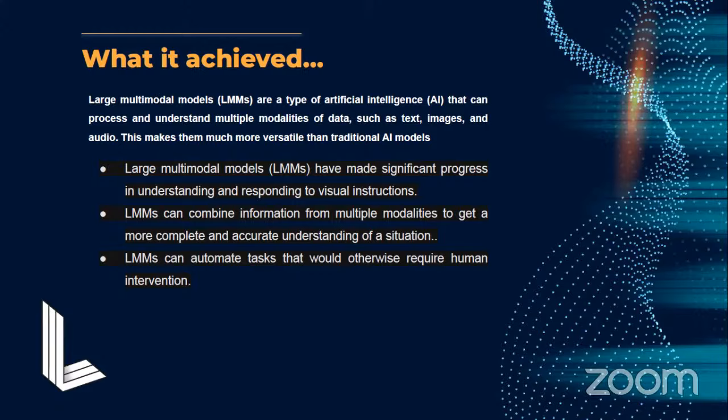For example, an LMM that can process both text and images could be used to diagnose a medical condition more accurately than a traditional AI model that can only process text. The last thing, LMMs can automate tasks that would otherwise require human intervention. For example, an LMM can be used to automatically generate subtitles for videos or translate text from one language to another.